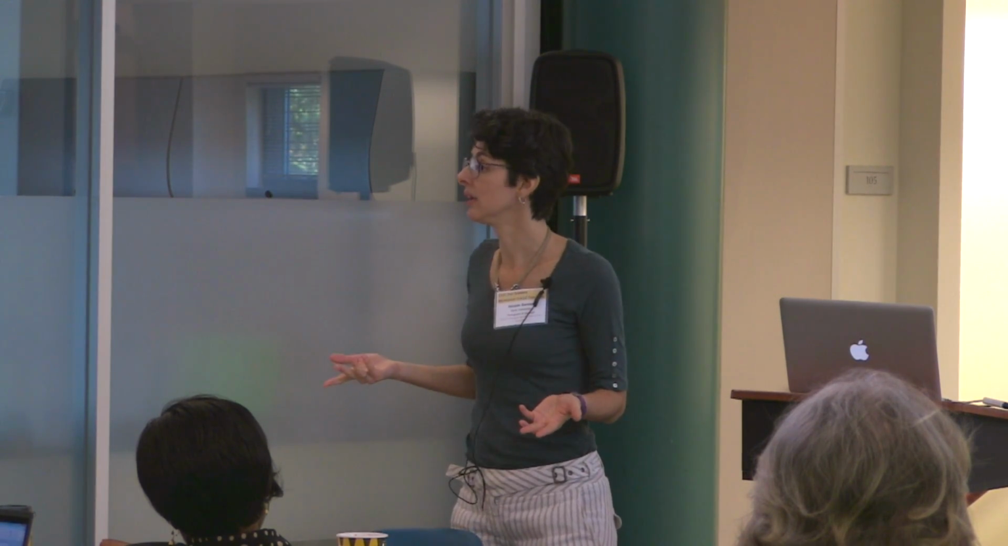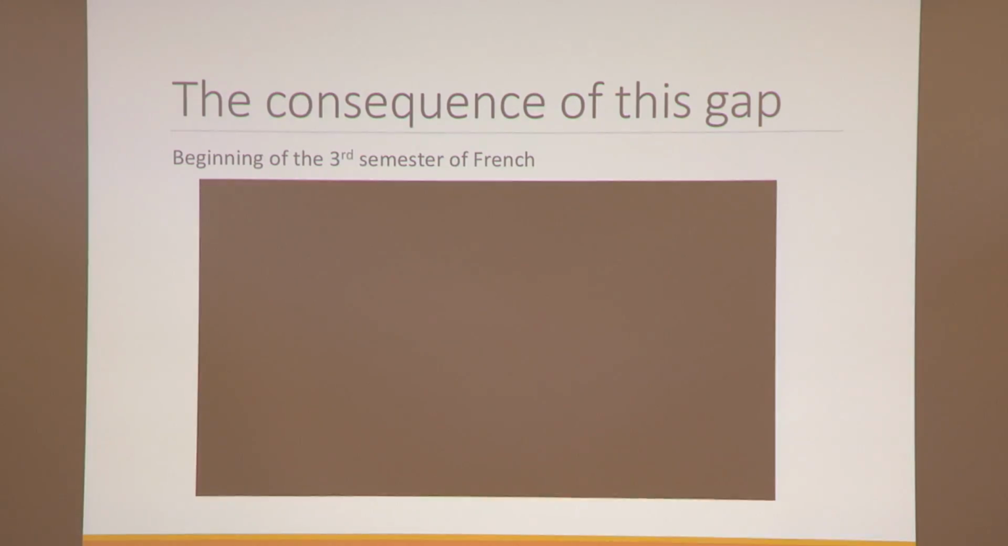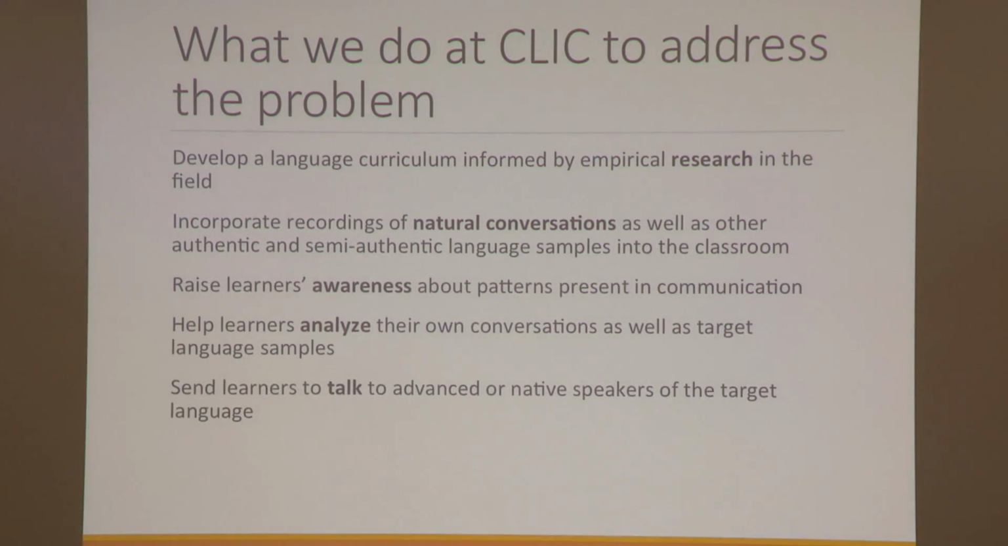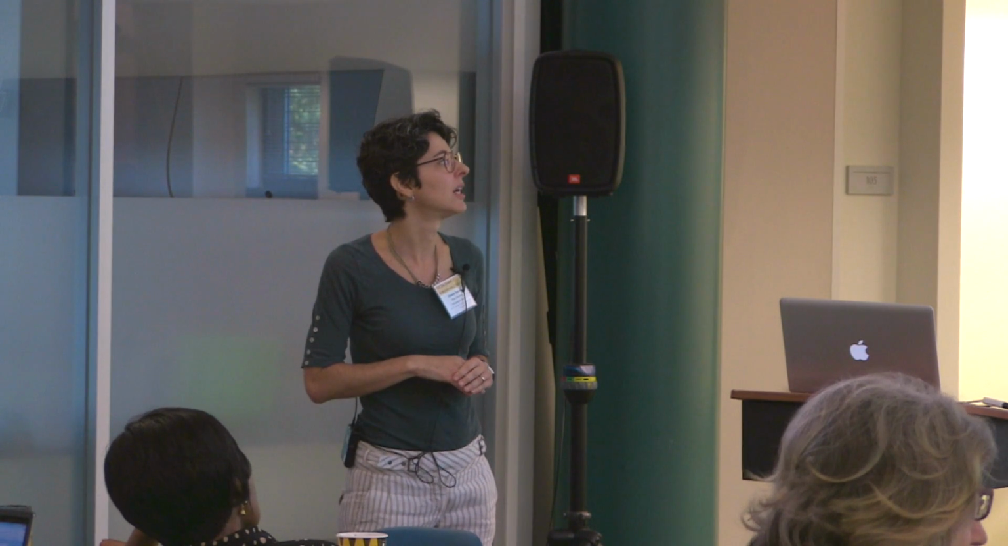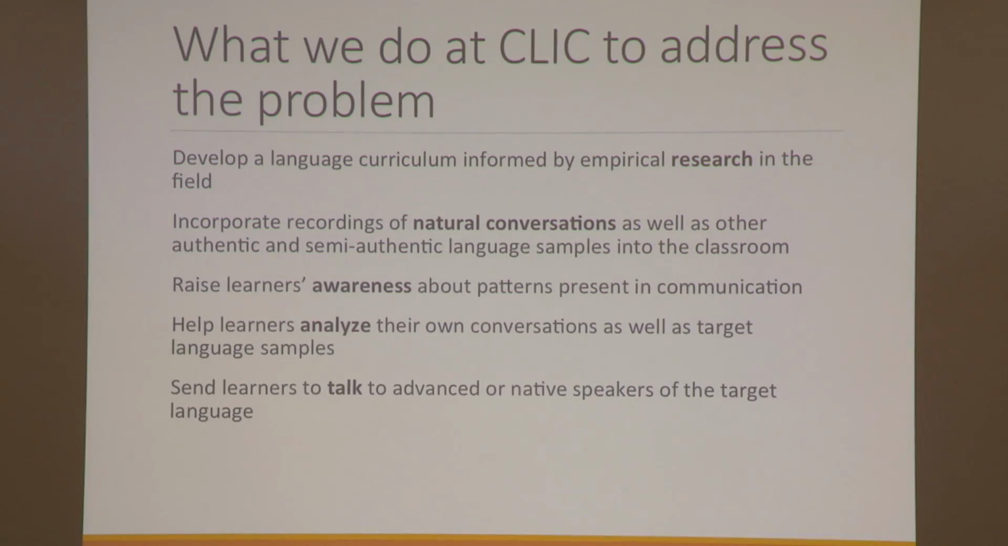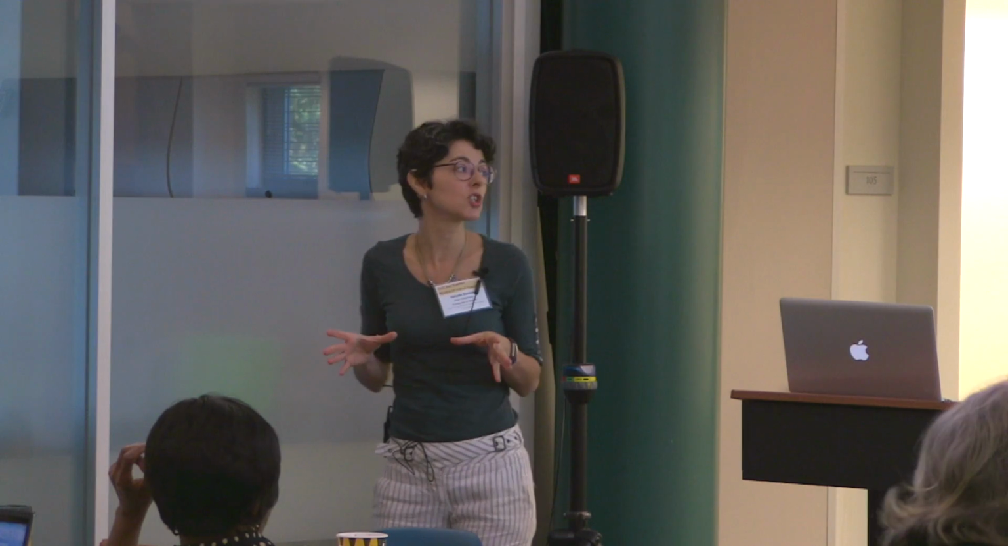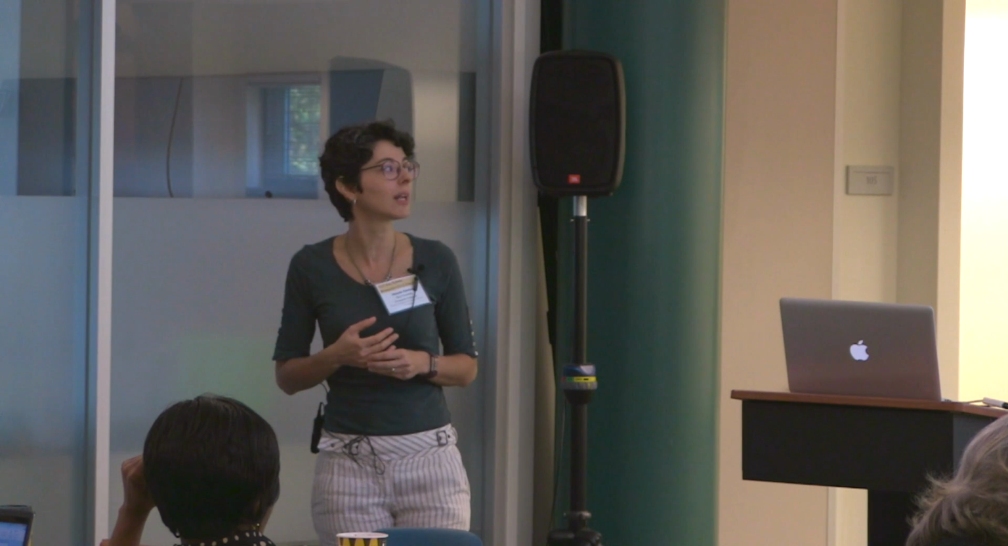So what could we do to help them be more active in these conversations? We decided to do some of these things. These are the main ones. There are others that we could talk about. The first one is to develop a curriculum that is informed by empirical research. So we started reading and trying to find out what research says about how to teach these things to students, right? We started incorporating recordings of natural conversations, as well as other authentic, semi-authentic materials in our classroom.